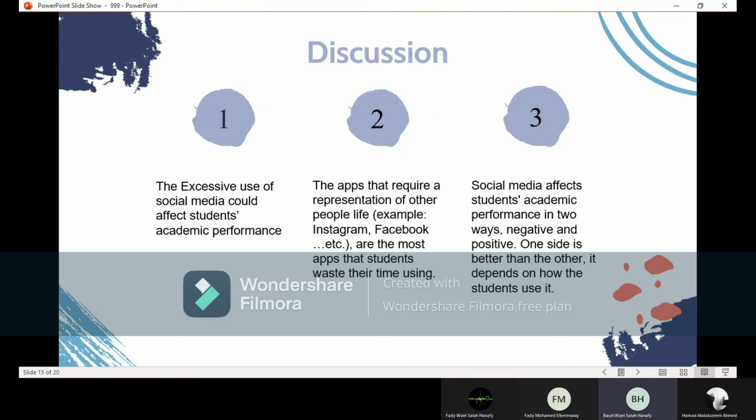So regarding the results that were just explained by Fadi, my colleague, we found major points of discussion. The first one is that the excessive use of social media could affect the student's academic performance. The apps that require a representation of other people's lives, for example Facebook and Instagram, are the apps that students waste most of their time using. Social media affects student academic performance in two ways, negative and positive. One side is better than the other. It depends on how the student uses it.